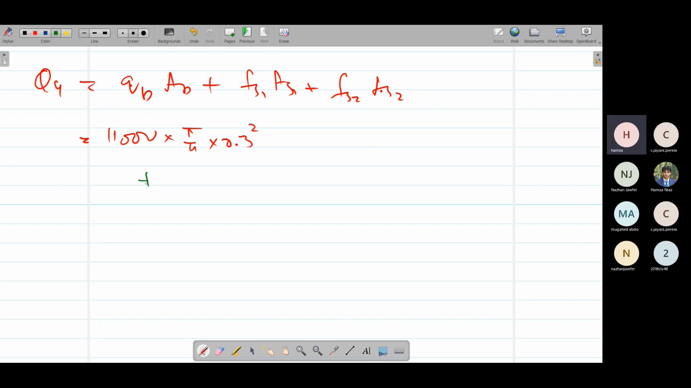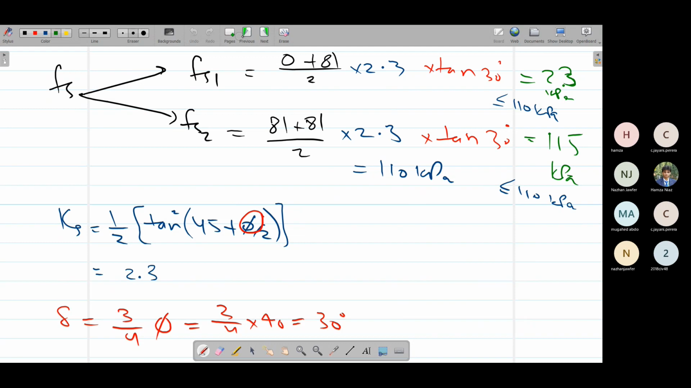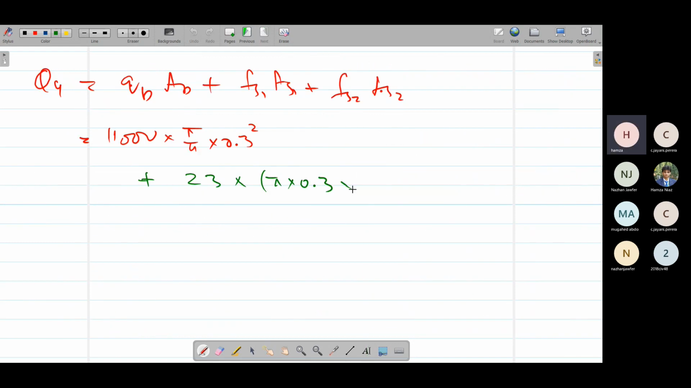Plus Fs1 is, for example, 23 kilopascal times pi d L, that is pi times 0.3 times the length of this layer. For the first layer, the length is 4.5 meters, so times 4.5. The last thing is Fs2: 110, we are not exceeding 110, times pi times 0.3 times 7.5. So this way, simply multiply and get the QU value.